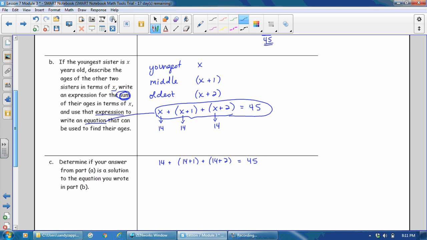So this is all addition. So I can regroup this if I choose to, or I can add it the way it is. I'm going to go ahead and add it using the order of operations. So I'm going to do the parentheses. 14 plus 1 is 15, and 14 plus 2 is 16. And now 14 plus 15 is 29, and 29 plus 16 is 45. So I have 45 on the left and 45 on the right. So this is a true statement, and that proves that my answer is correct.